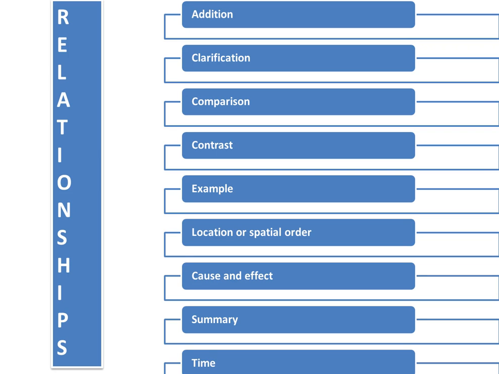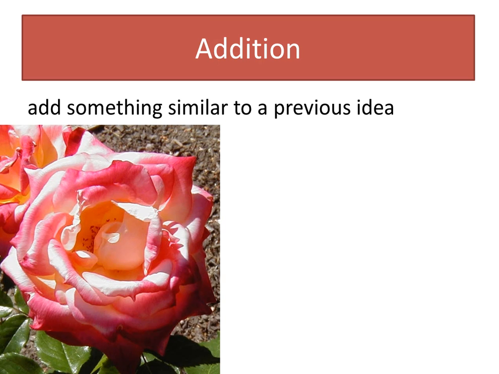So there are several relationship types: addition, clarification, comparison, contrast, example, location or spatial order, cause and effect, summary, and time. And we're going to look at only a few of them. So let's look at addition.